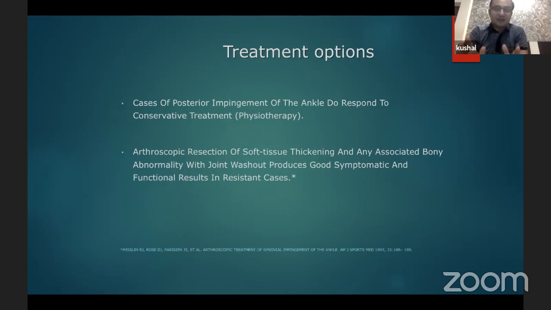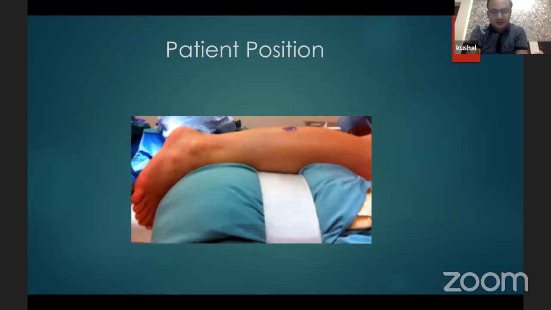So let's do it. Arthroscopic resection and a washout of the joint really produce good symptomatic and functional results in many of the resistant cases who don't respond to physiotherapy and other activity modifications. So it's usually prone, like Sundar showed.